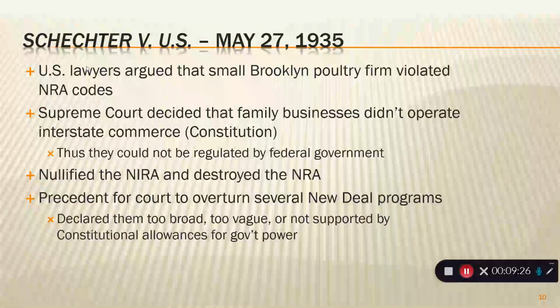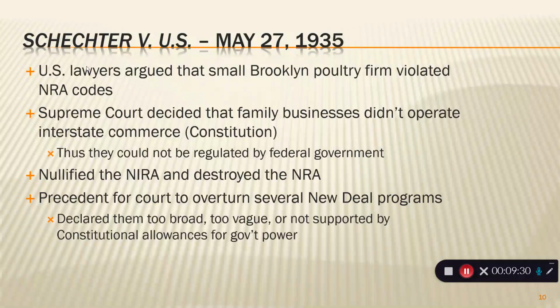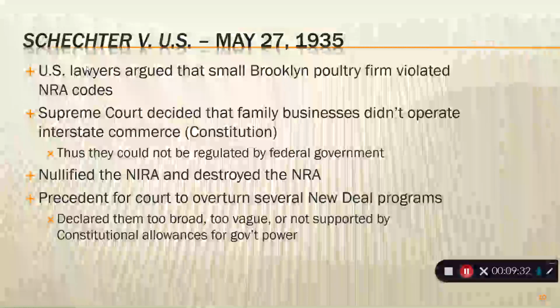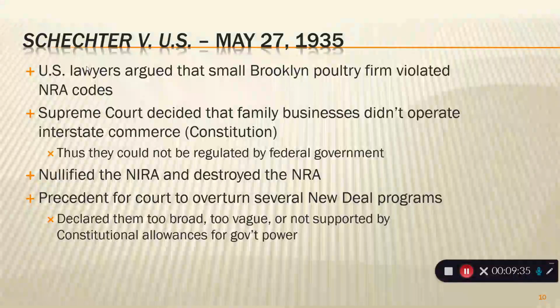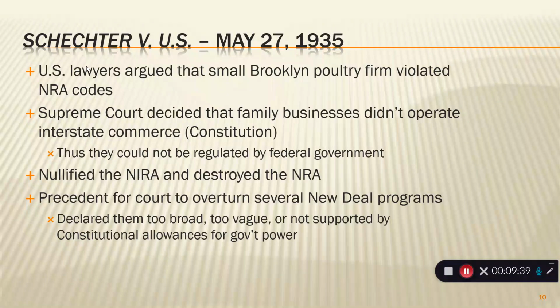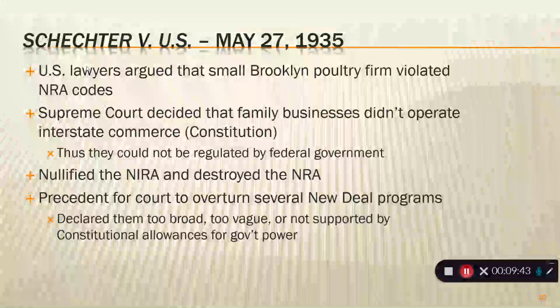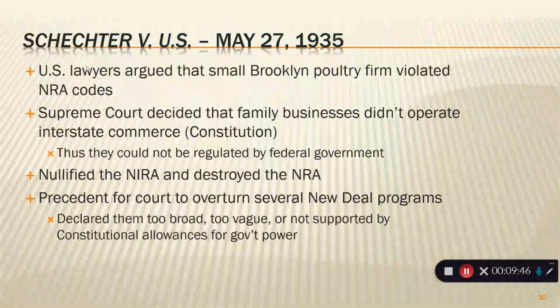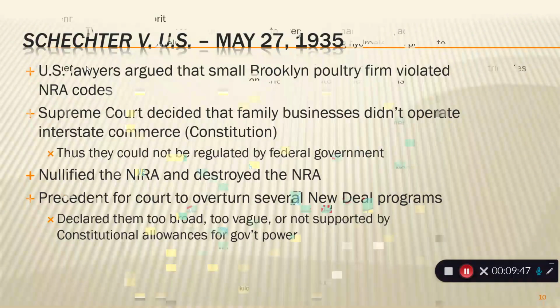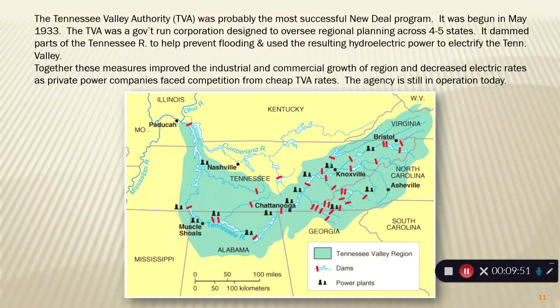So Schecter versus the United States is actually one of a few different cases that are announced on the very same day, most of which end up going against Roosevelt and against the New Deal. And that's going to come into play a little bit later when we talk about Roosevelt's desire to sort of manipulate the way the court operates. So the NIRA and the NRA are both really significant moments in the process of the New Deal, but they don't survive the New Deal.